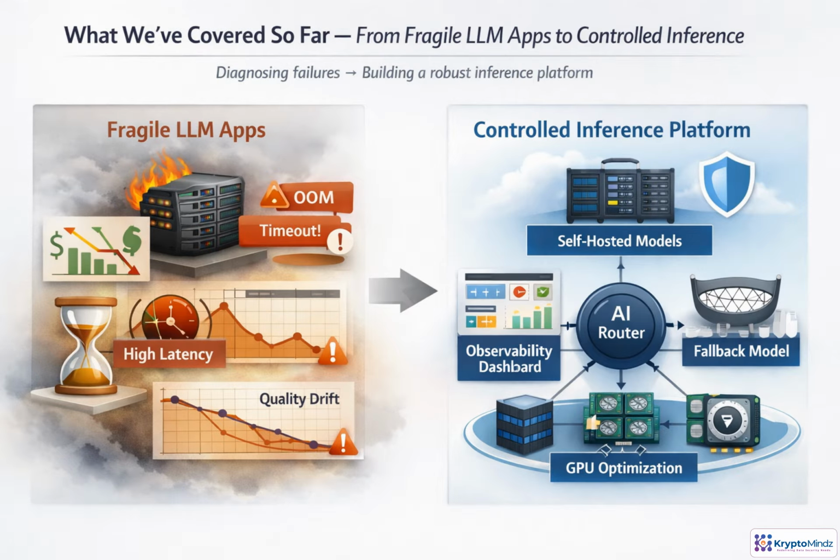So far, we've moved from diagnosing fragile LLM apps to designing controlled inference. Those failures were not random. Exploding token costs, latency spikes, timeouts, GPU memory errors, drift, and regressions all point back to weak architecture. Now we turn to model choice, because the model you pick shapes cost, serving complexity, hardware needs, latency, and quality.